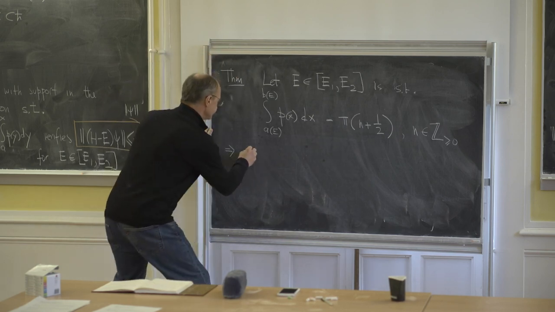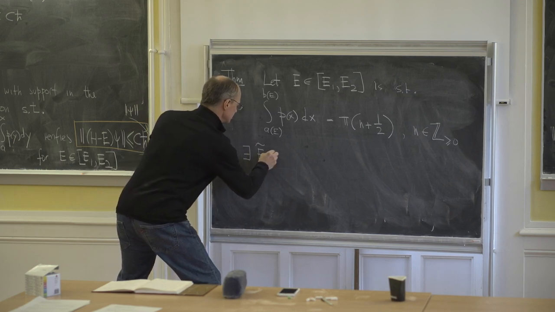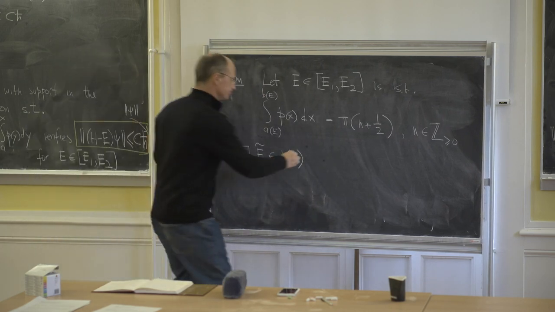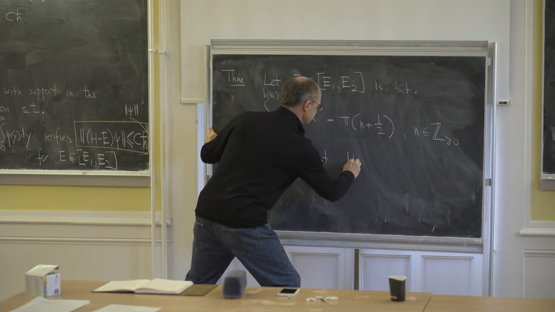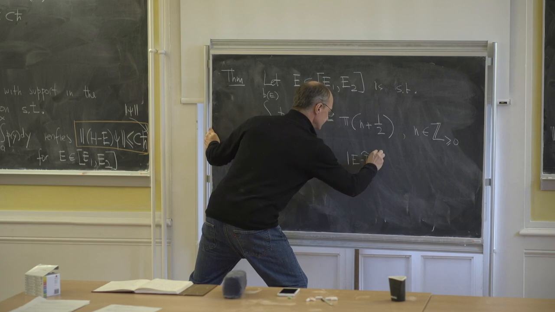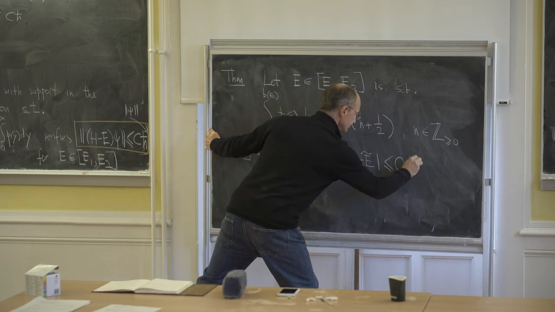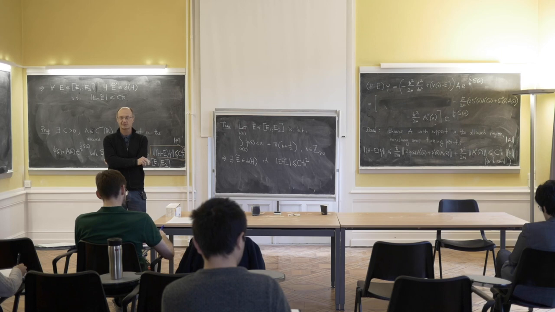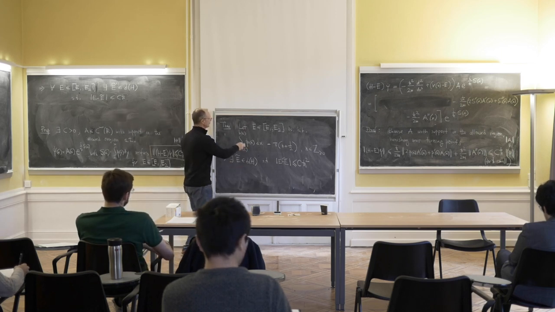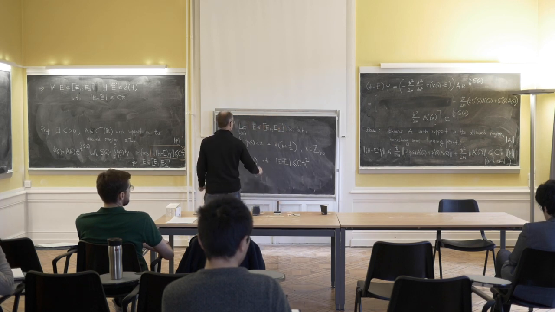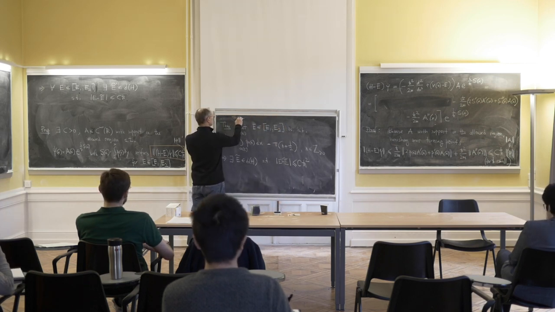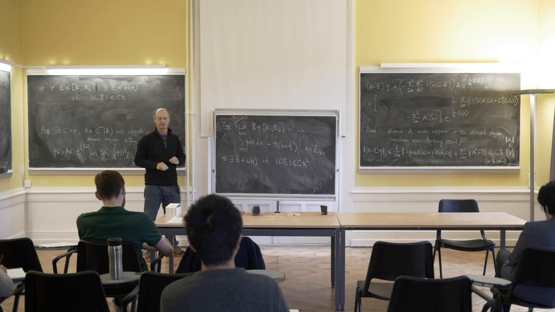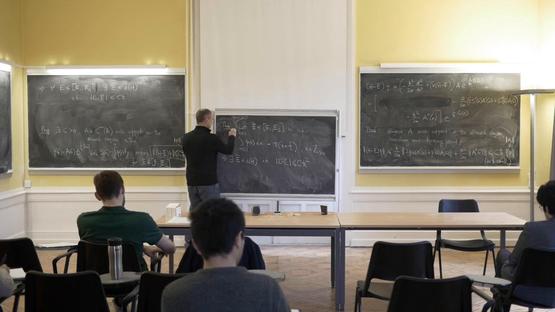So then there is an E tilde in the spectrum of H such that there is a constant times h bar squared difference from a point of the spectrum. And of course, in the beginning I should have said that the statement of the theorem is that there is such a positive constant such that for all energies in the window, this holds true.